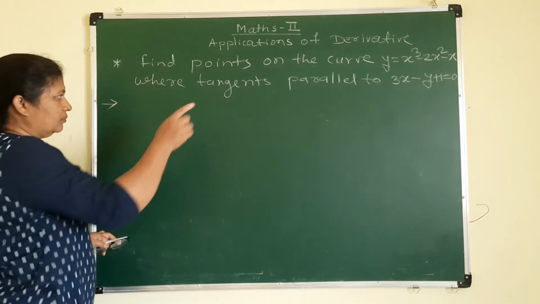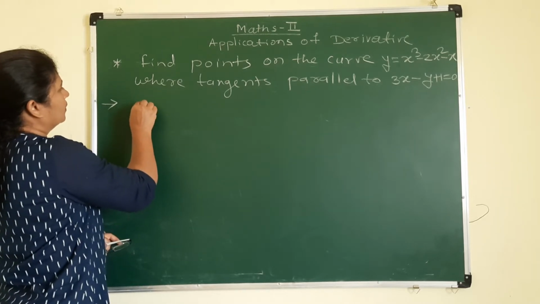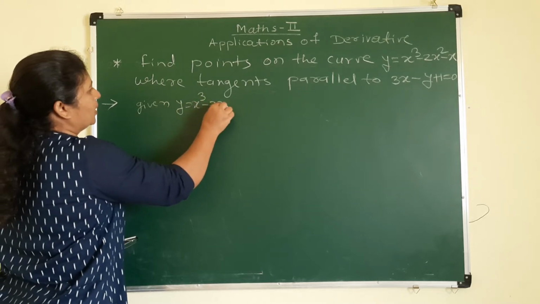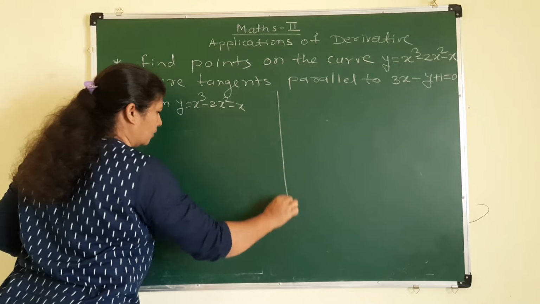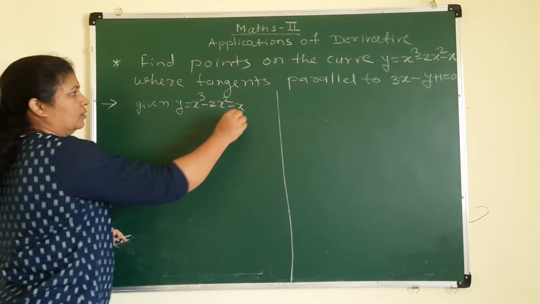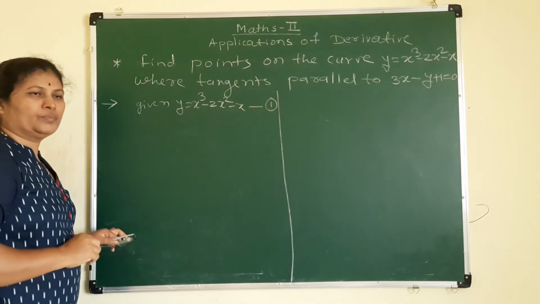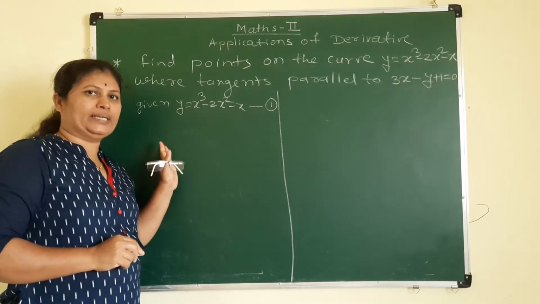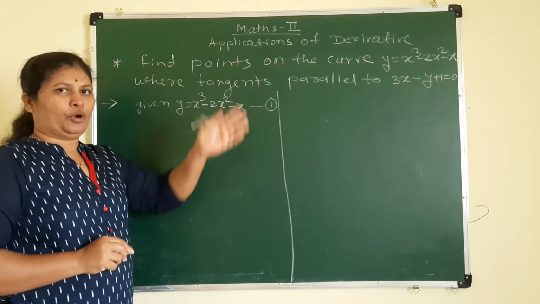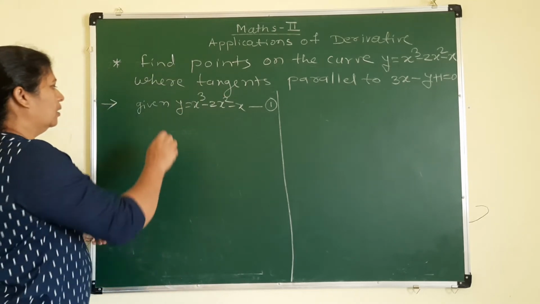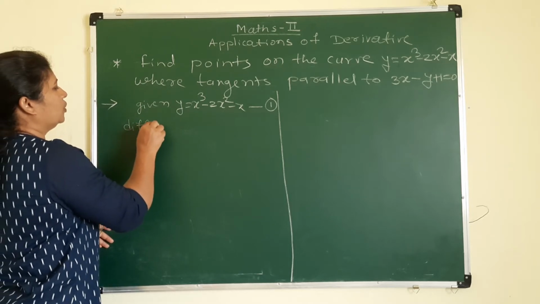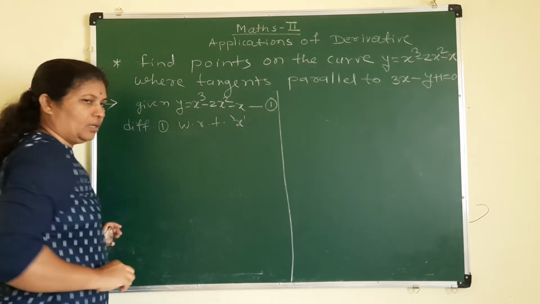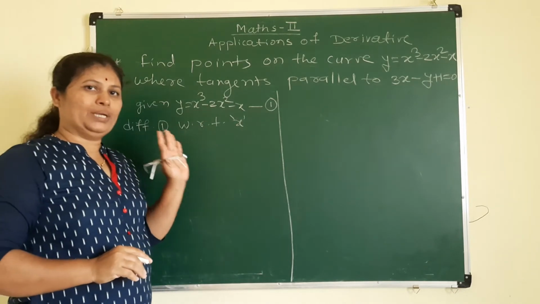So consider the given curve y is equal to x cube minus 2x square minus x. This is the curve given. Suppose this is equation number 1. As usual, we will differentiate this, then we will find slope of tangent, and that will give you the point of contact. How? See, differentiate equation 1 with respect to x. What we have to do? It should be clear first.